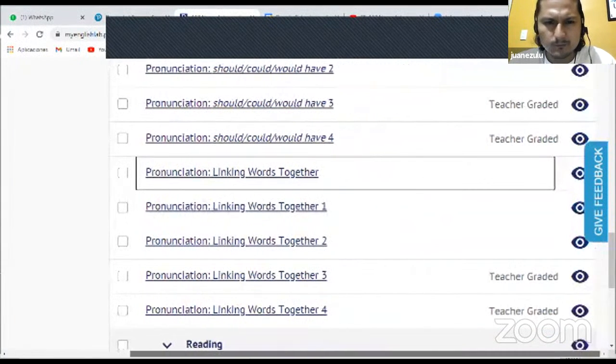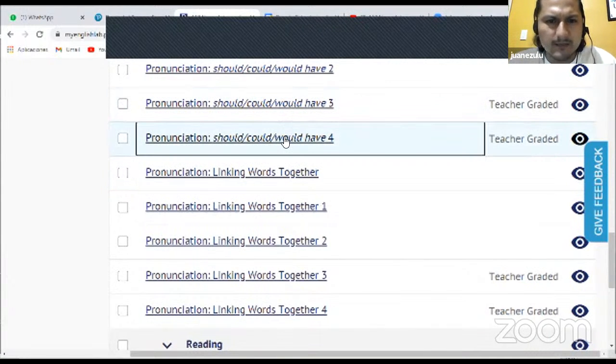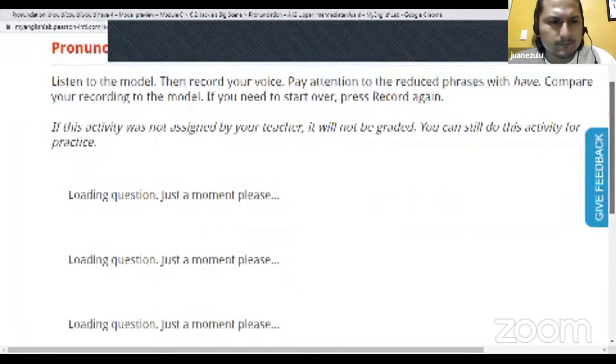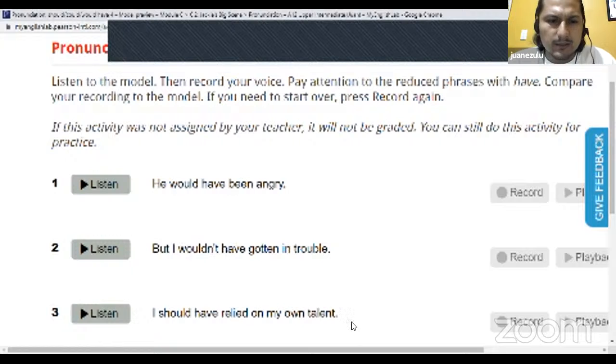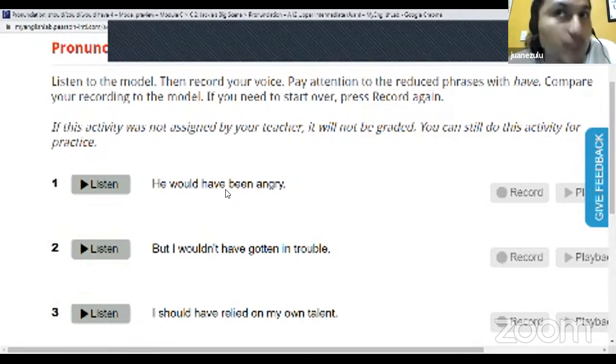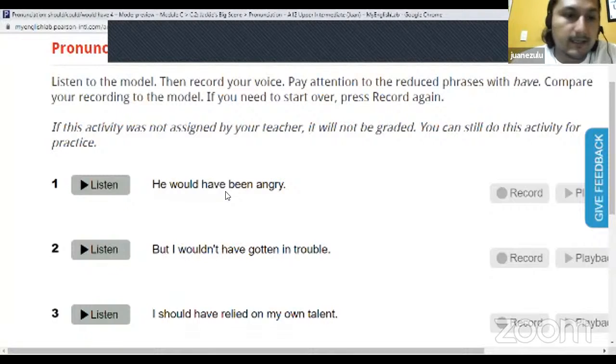Let me close and open. Okay, so now this is what I'm talking about, in which you are going to record yourself. So be careful. Here you would need to record yourself to sound similar to what is being asked. Let's listen. He would have been angry. So we are not asking you to read it as it is written. We want you to read it with an apostrophe, with a short form, because that's when you're speaking. One more time. He would have been angry. Would have. He would have been, okay?